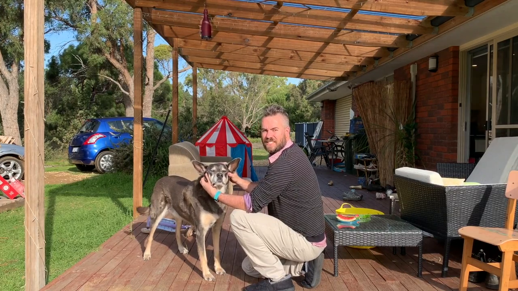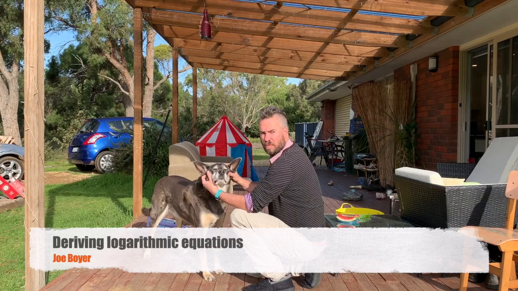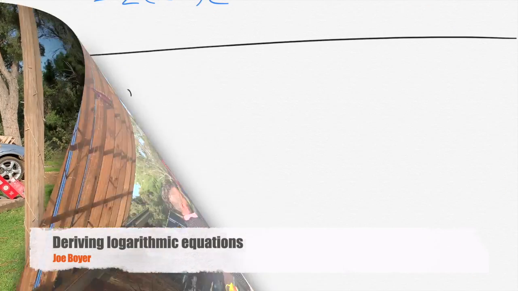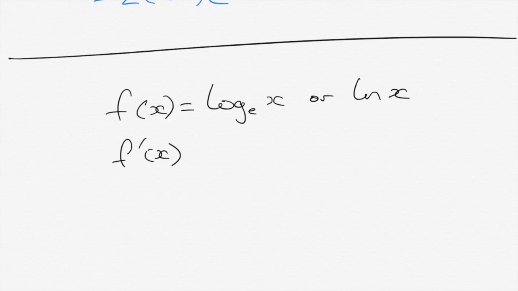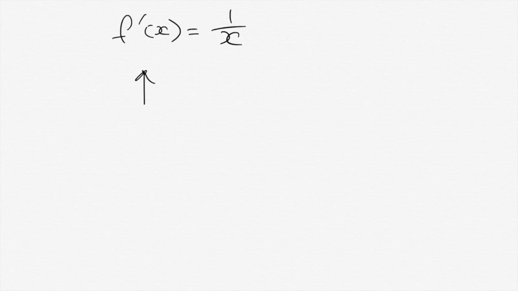Hello, today's topic is the derivative of logarithmic equations. One fact that appears on our formula sheet is this. The derivative of log base e of x, or ln x, is equal to 1 over x. We're not going to prove that or explain where it comes from, but let's just look to see if it makes sense. The graph of y is equal to ln x looks like this.